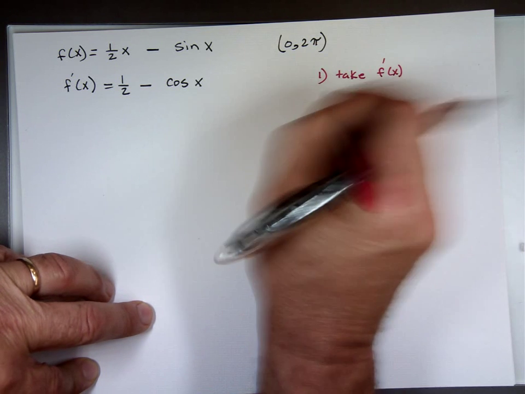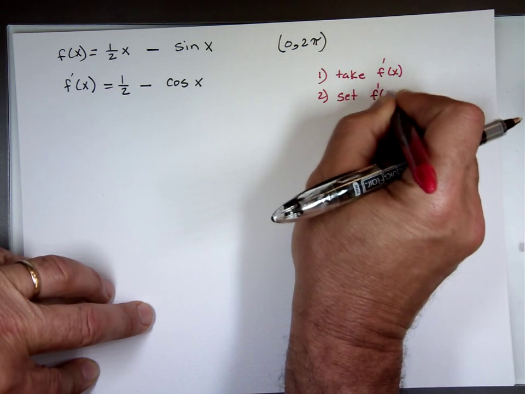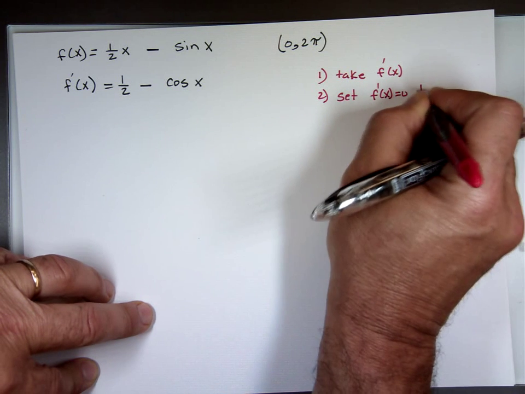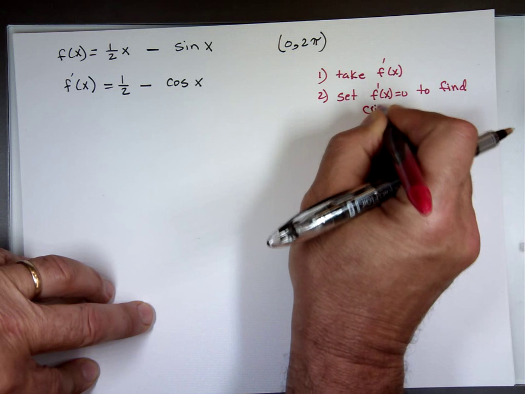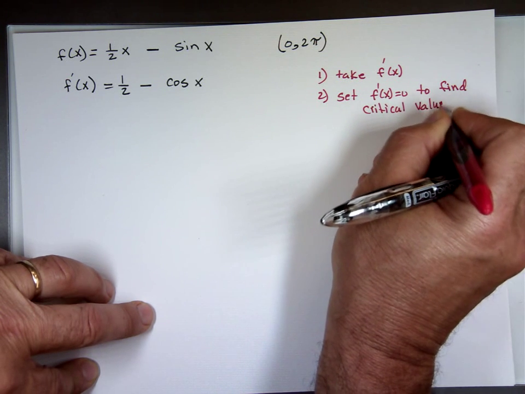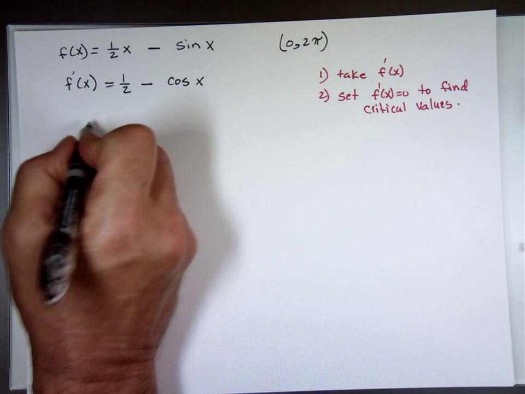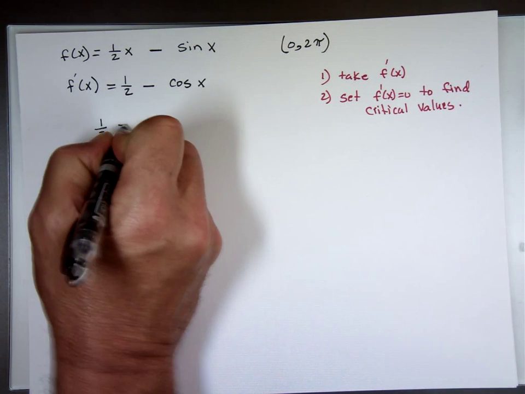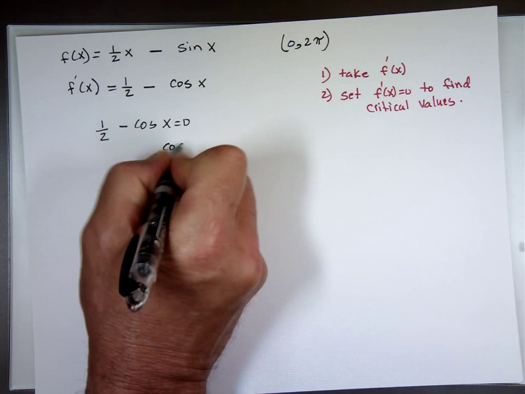Step number 2, set the derivative equal to 0 to find the critical values. So take your derivative, set it equal to 0. Here we go, 1/2 minus cosine of x equals 0. That means cosine of x equals 1/2.